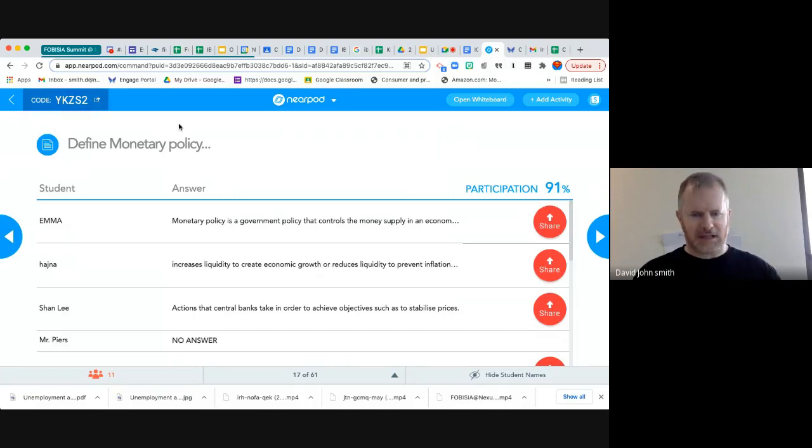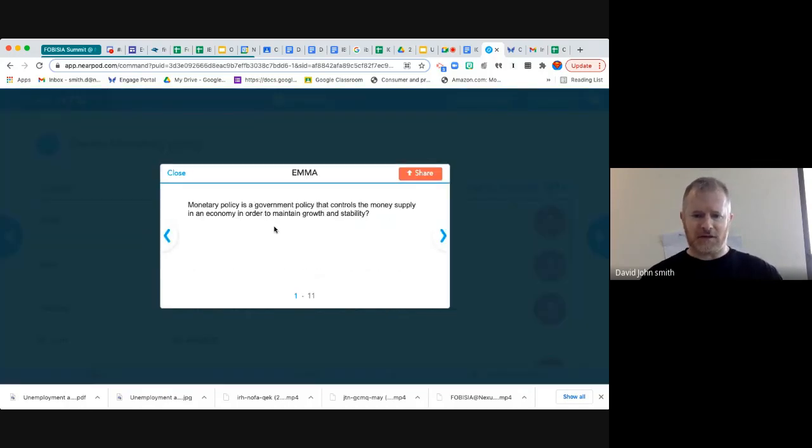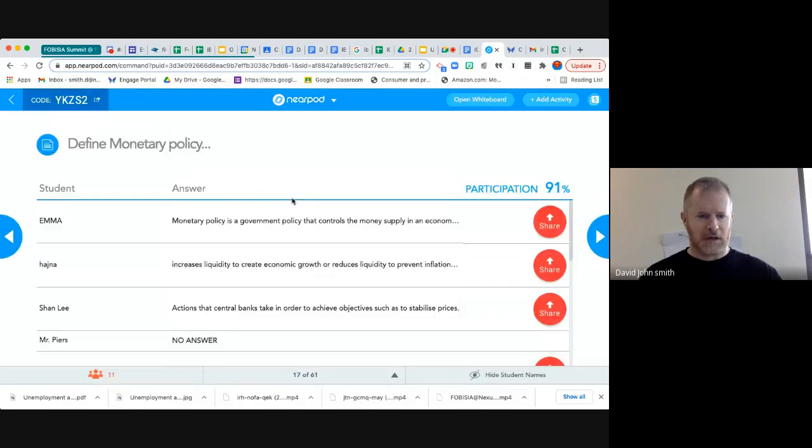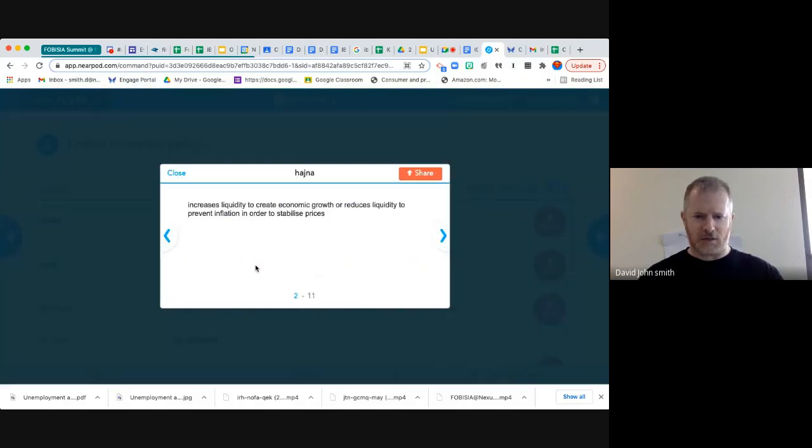That would be fantastic. And we're going to continue on, because the other day we were defining monetary policy. We had a thought about two tools that the government could use to achieve their goals. And one of those tools was monetary policy. And we talked here, what did Emma say? Emma said monetary policy, government policy controls money supply and economy. Yes, good, very good. That was very good, Emma. Well done. Harshna talked about liquidity. That was when we had the conversation about what liquidity meant.